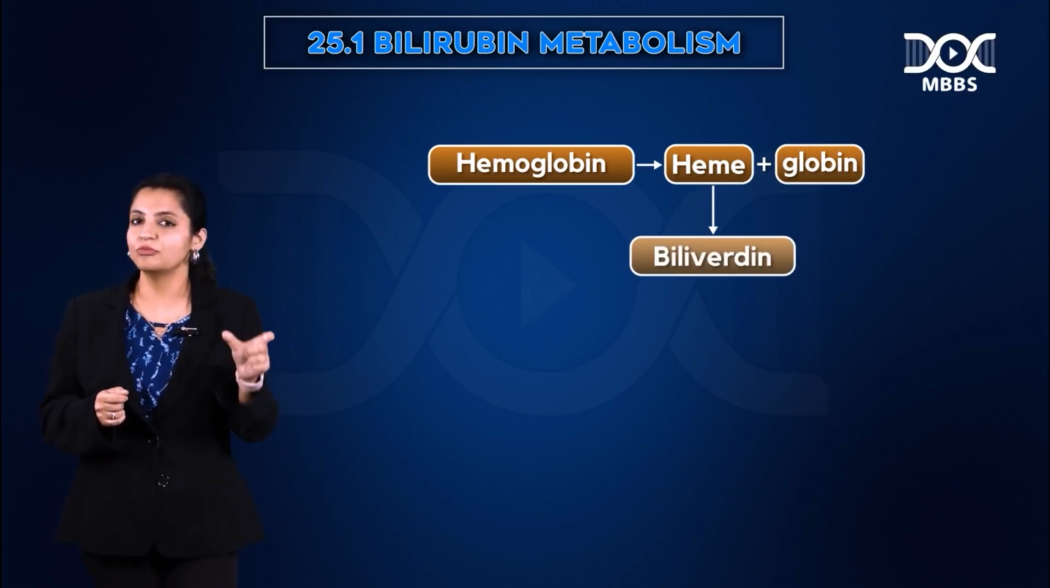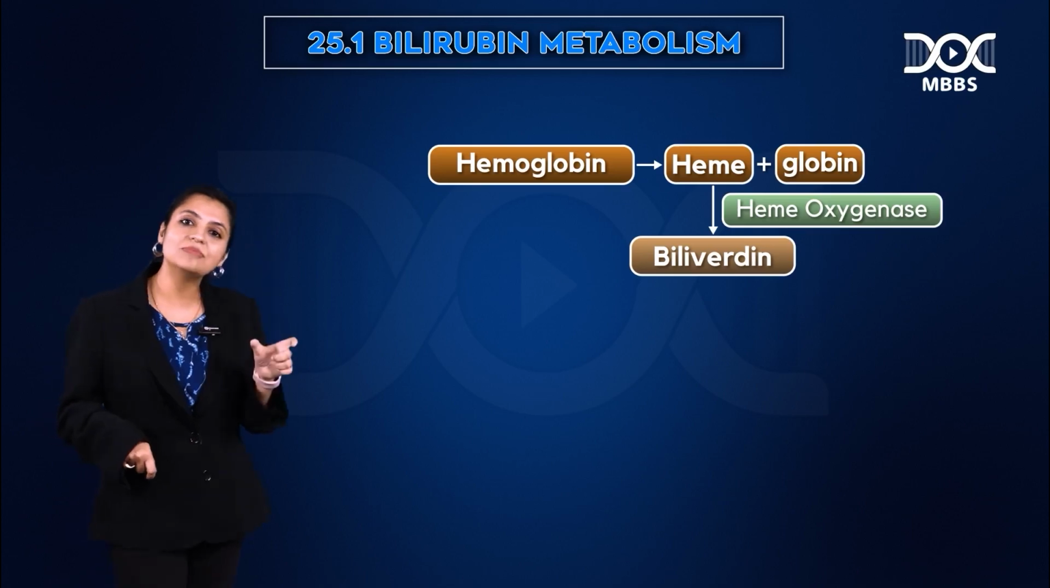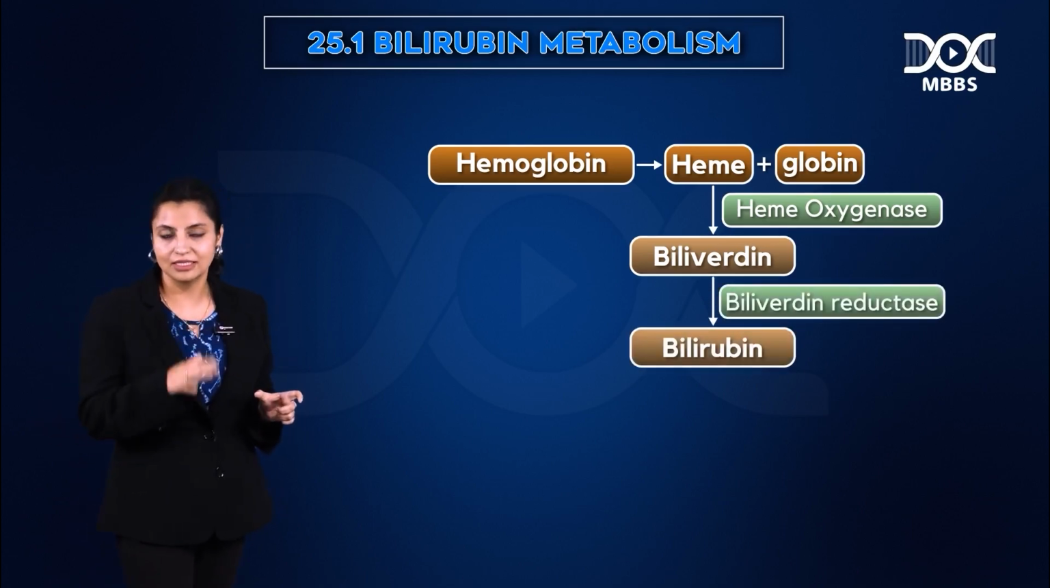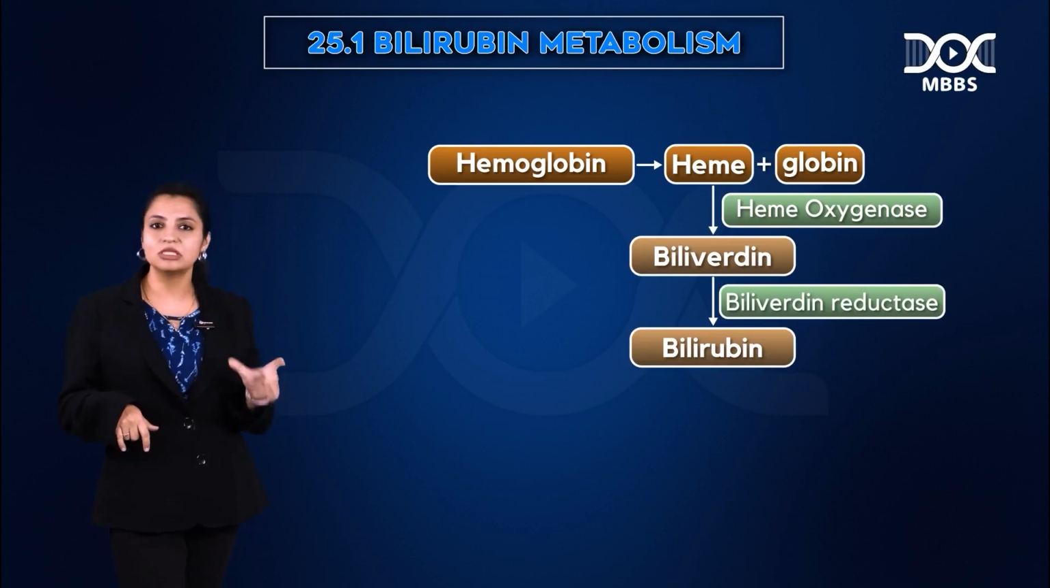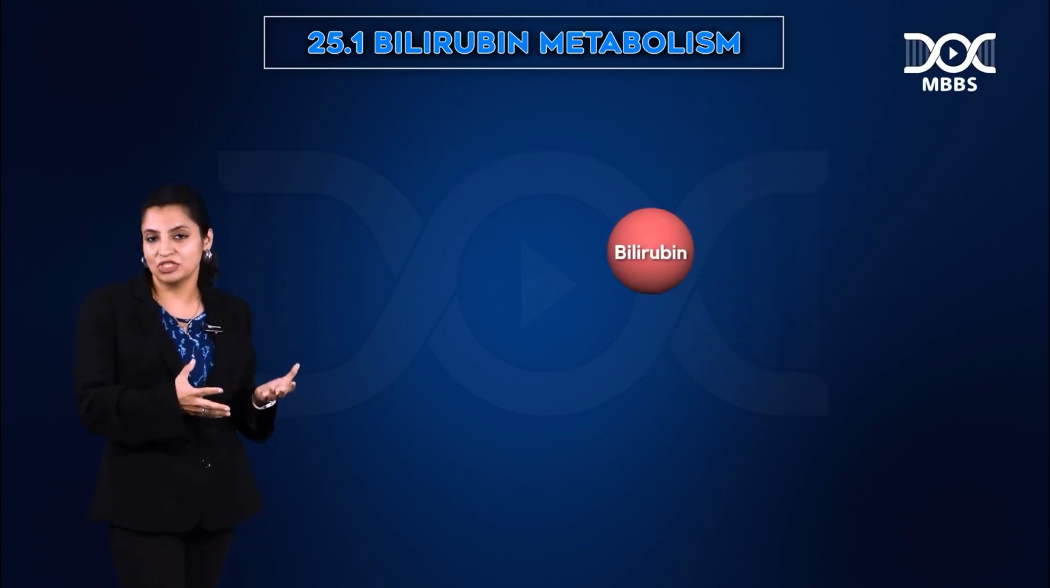The first thing that happens is formation of biliverdin by the heme oxygenase enzyme. Now this biliverdin is further broken down into bilirubin by biliverdin reductase. So this biliverdin reductase forms the bilirubin. So bilirubin is now formed. So this bilirubin is a new baby which is formed.